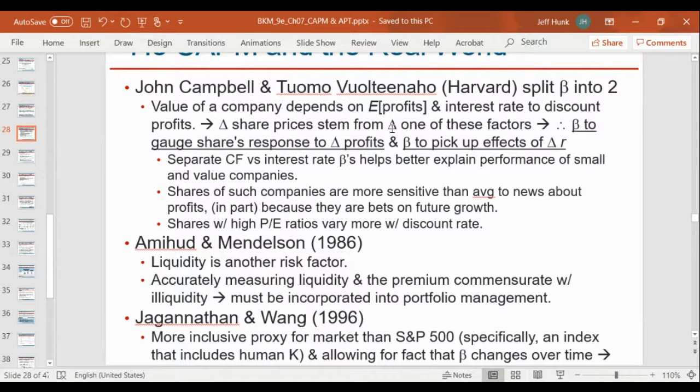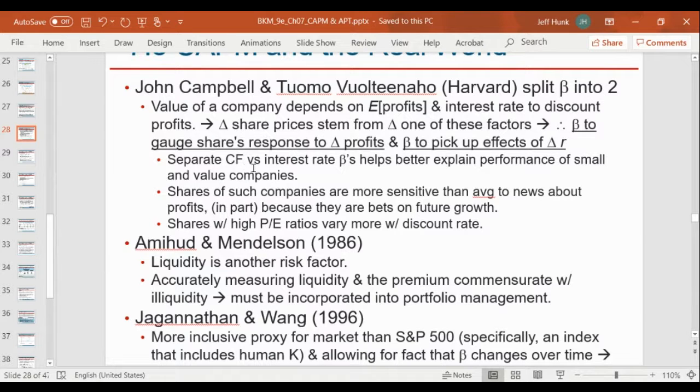The value of a company depends on expected profit and the interest rate used to discount those profits. So changes in share prices stem from a change in one of these factors. Therefore, we need a beta to gauge the share's response to changes in profits, and a beta to pick up the effects of changes in interest rate. So we'll have to use two. That means two-factor models, two betas.